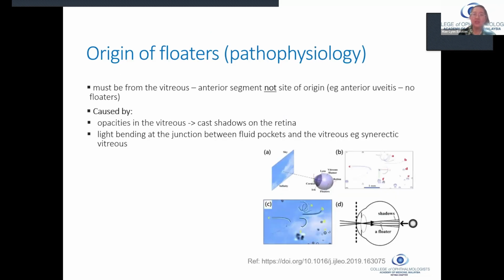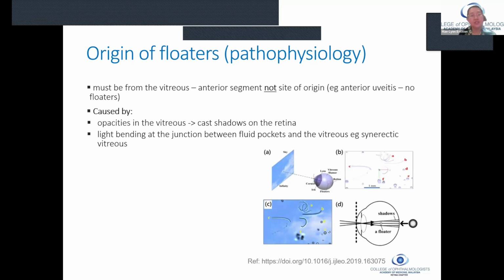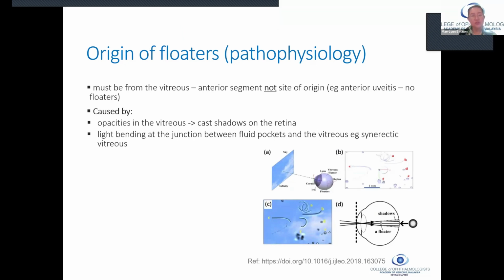Now, the origin of floaters arises, as mentioned, from objects that are within the vitreous. So if you have anything in the anterior segment, cells or blood, they will not cause floaters. A situation of anterior uveitis would not typically cause floaters, the exception being if the inflammatory cells moved on to the anterior vitreous cavity. Then you would essentially have those shadows cast on the retina. Otherwise, if you have floaters, usually we look very hard for the origin within the vitreous cavity.